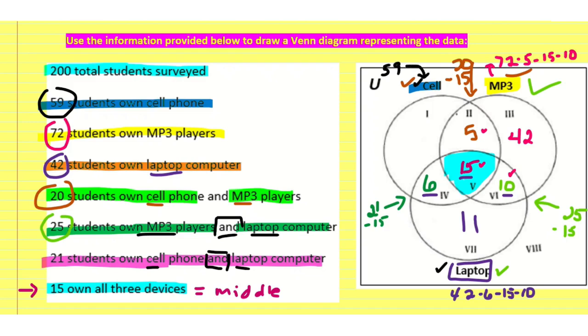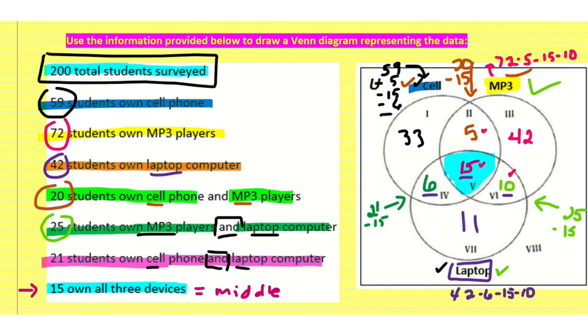But what numbers are already in my cell phone circle? 5, 15, and 6. So that means I need to subtract off 5 and minus 15 and minus 6. And then that is going to leave me with 33 students that own only a cell phone and no other devices.